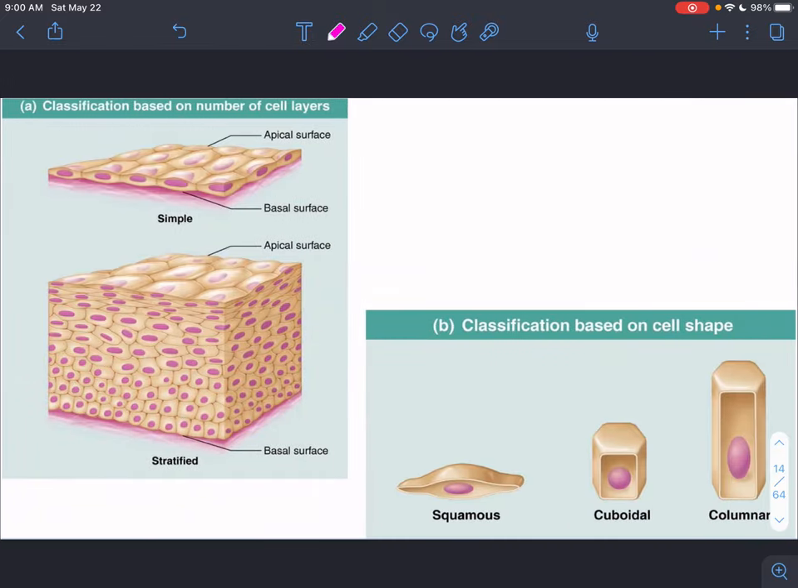Okay, so again, here's just an image showing you, this is what I was about to draw on the last slide. Simple, you have just, again, an individual layer of cells. If you have stratified, you're going to have a lot of cells stacked on top of each other. Okay, two or more layers of cells. And again, if you see a stratified tissue, you know the function is going to be protection.